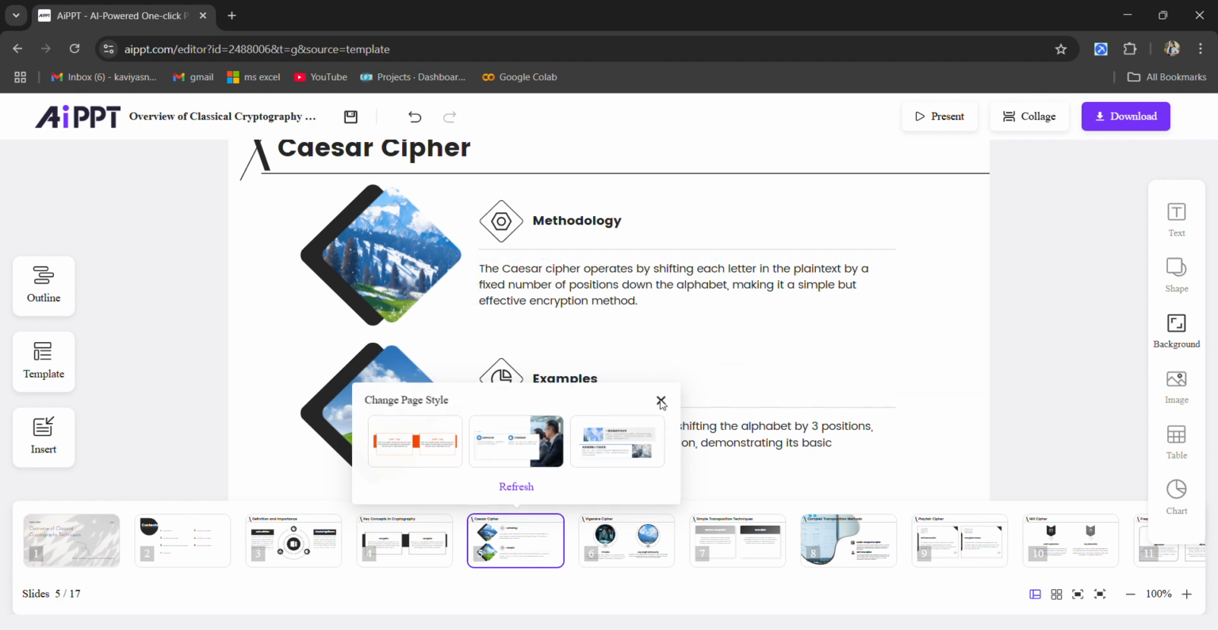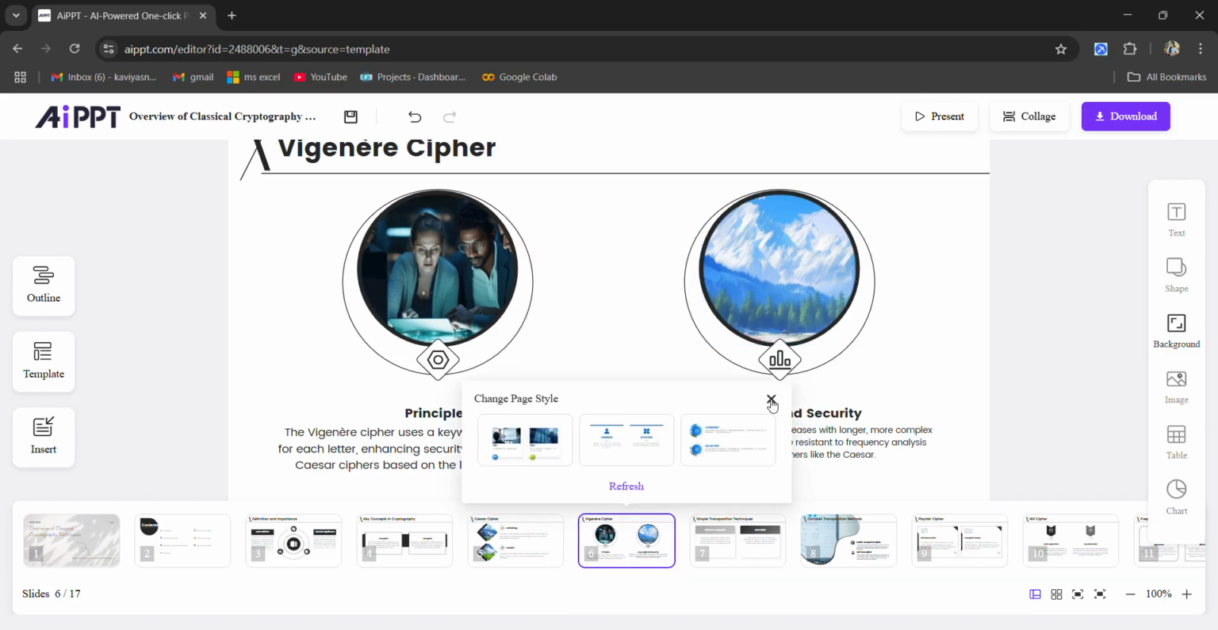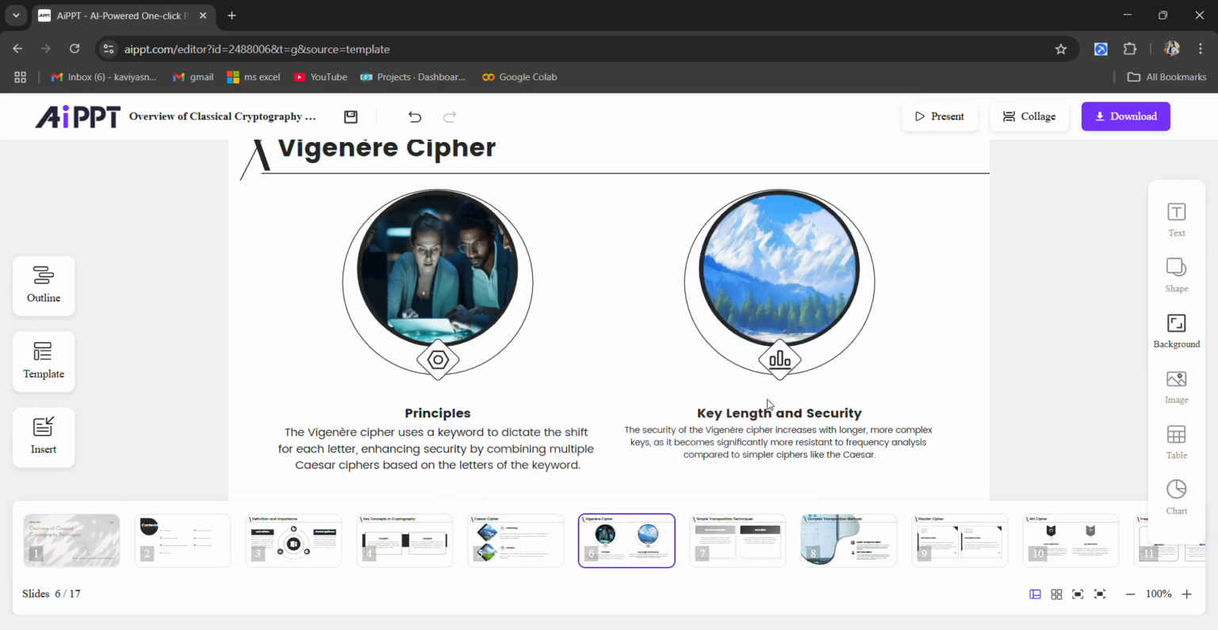Methodology. Caesar's cipher operates by shifting each letter in the plain text by a fixed number of positions down the alphabet, making it a simple but effective encryption method. An example is shifting the alphabet by 3 positions, turning A into D, B into E, and so on. Vigenere cipher. The Vigenere cipher uses a keyword to dictate a shift for each letter, enhancing security by combining multiple Caesar ciphers based on the letters of the keyword.